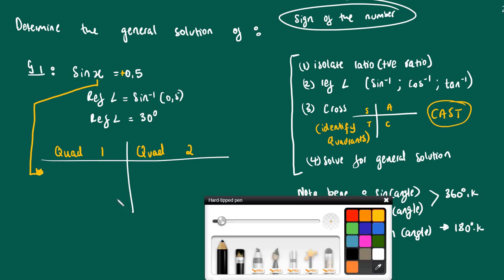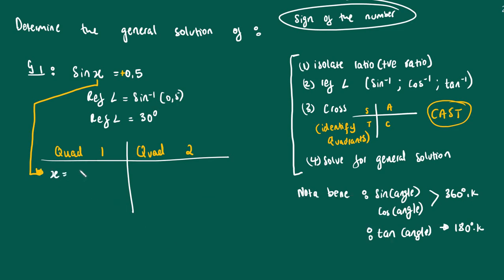Then you would say that x is equal to, in quadrant 1, let's remember that in quadrant 1 it is just theta, right? So it's just the reference angle. Then you say plus 360 degrees times k. Why 360 degrees times k? Because it is sine of an angle, right? So you then say the reference angle is 30 degrees. So you have 30 degrees plus 360 degrees times k.